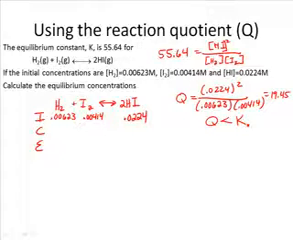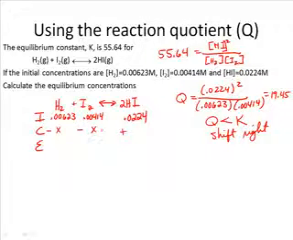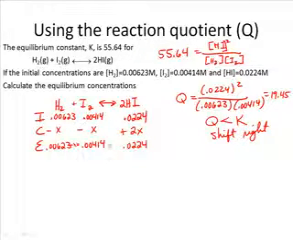And if you remember, if Q is less than K, it's going to shift right, or make more products. So we're going to again have minuses on the reactants, plus on the products. And we have an X and an X and a 2X. So 0.00623, 0.00414, and 0.0224, minus X, and plus 2X.